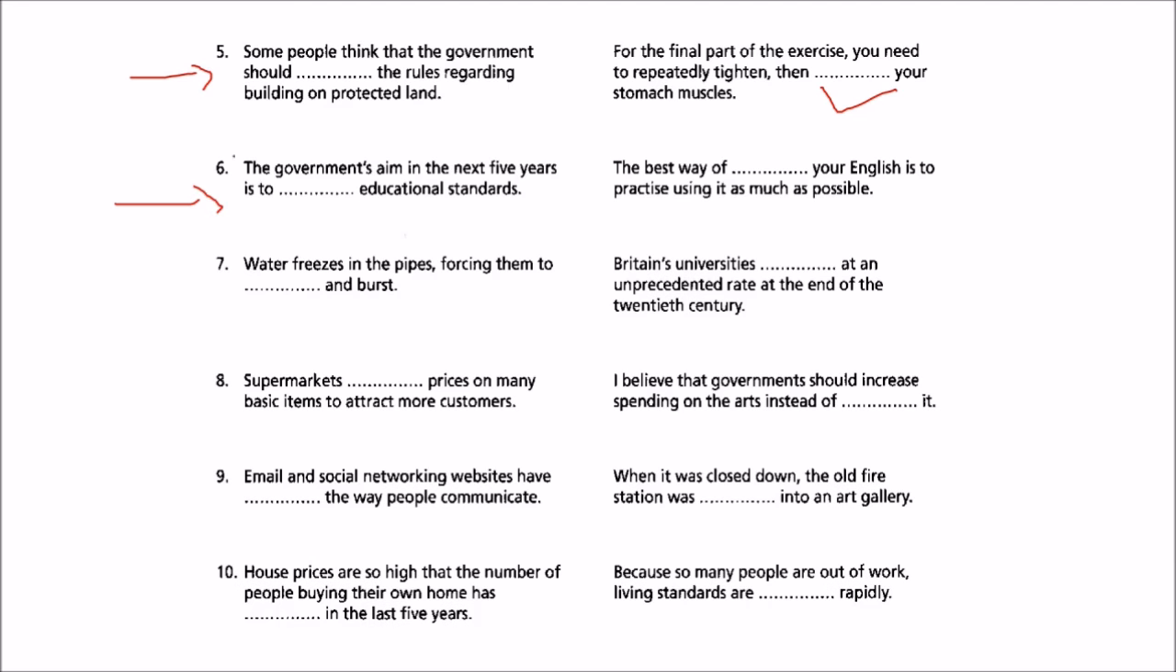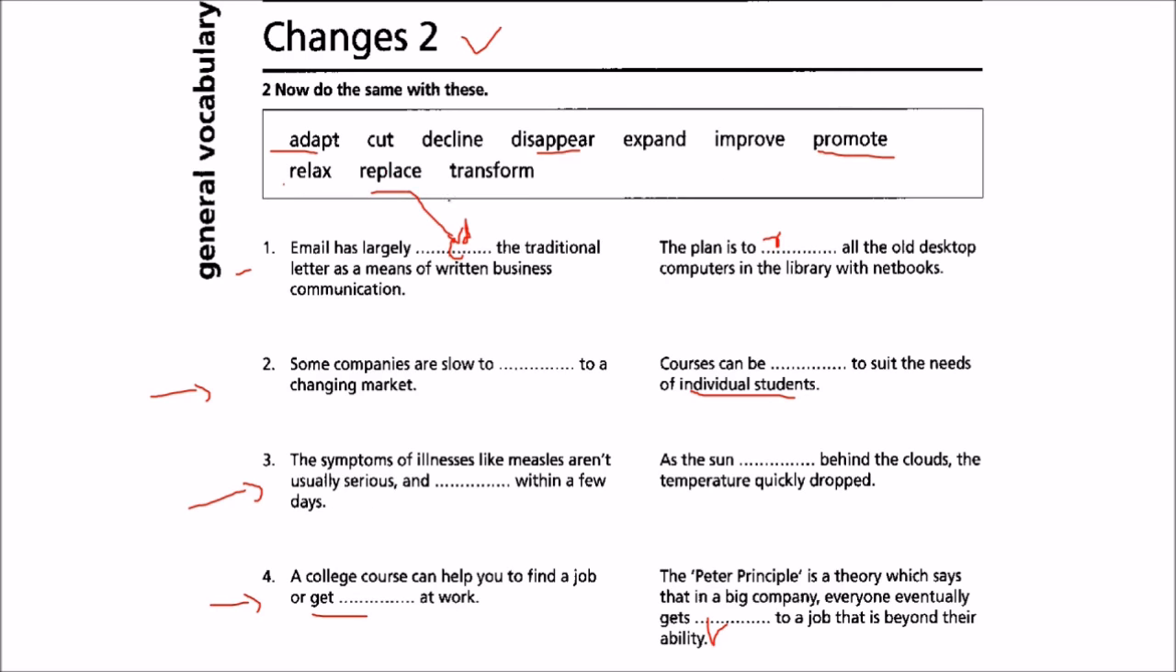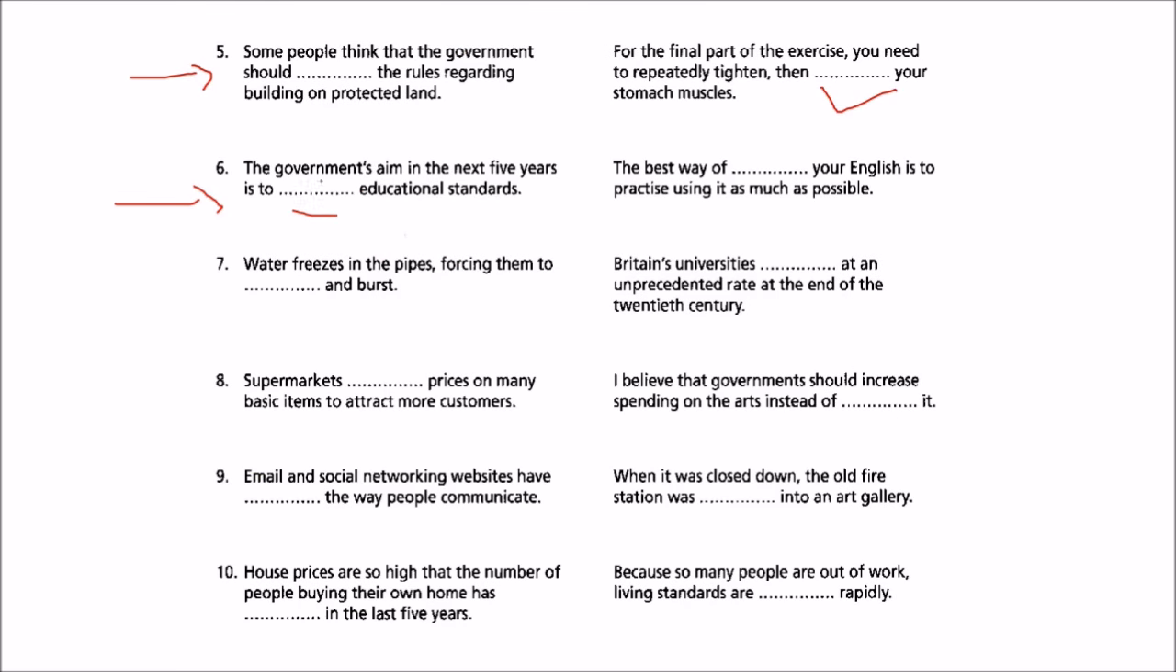Sixth one is the government aim in the next 5 years is to dash educational standards. Say improve. You can use improve. The government aim in the next year is to improve educational standards. And the best way of dash, what are we going to use here? Improve, no. Improving. The best way of improving your English is to practice using it as much as possible.